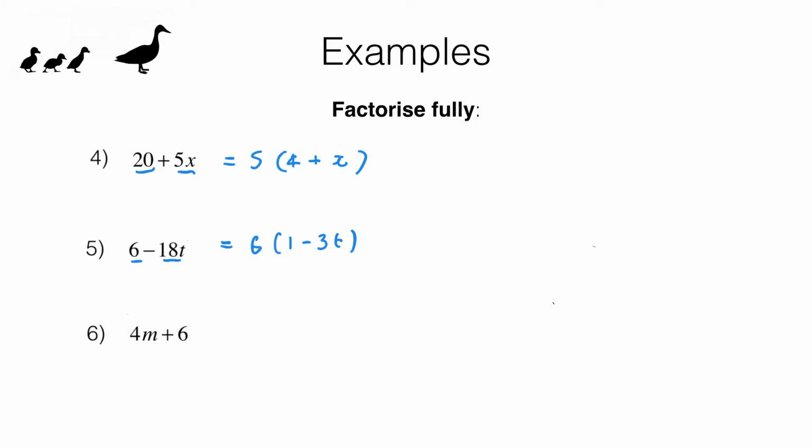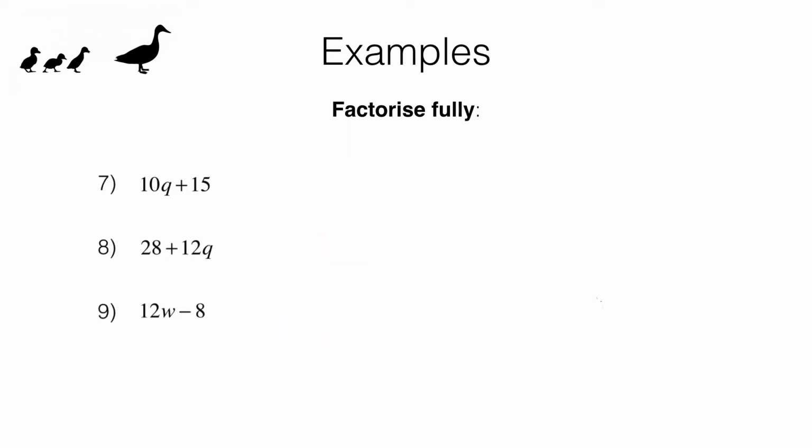Now the highest common factor of 4 and 6, question 6, is actually 2. So I'll start with a 2 and with an open bracket. Now the number I multiply 2 by to make 4m, well, I multiply 2 by 2 to make 4, so it'll be 2m. And the number I multiply 2 by to make positive 6 is positive 3. Moving on now to question 7.